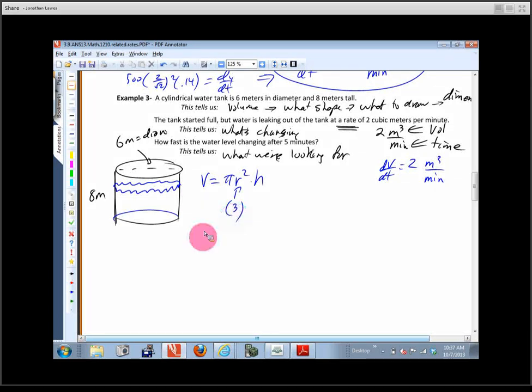Okay, so here's our formula. V equals, this would be 9 pi h. How many variables now? 2. Okay, and we like that. Now, we want to catch this on this particular problem. This is not a big deal here, but it is a big deal on some problems.